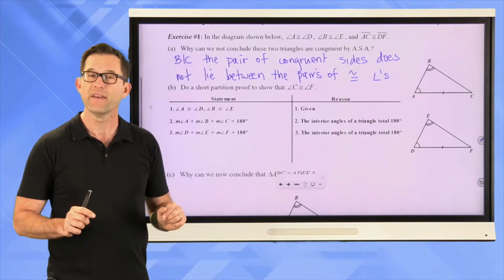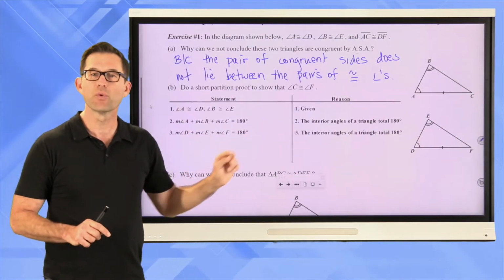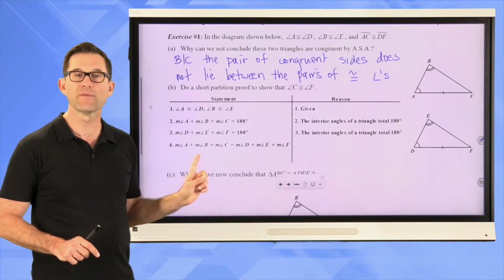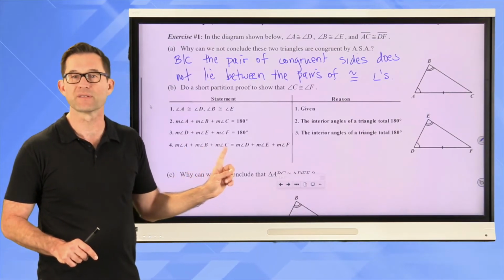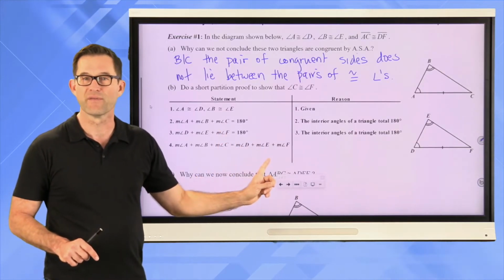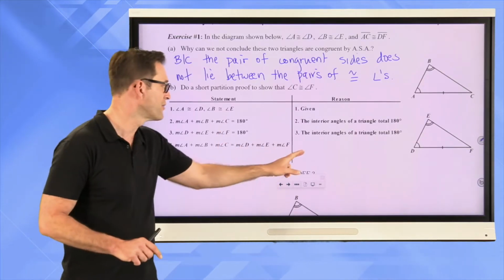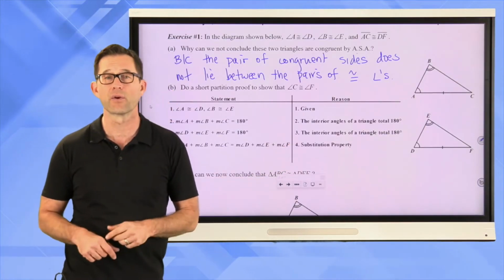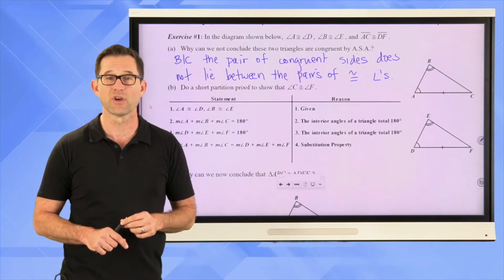All right. Now, since both of these are equal to 180, it's obvious now that we can say that the measure of angle A plus the measure of angle B plus the measure of angle C is equal to the measure of angle D plus the measure of angle E plus the measure of angle F, right? And that's just the substitution property. If they're both equal to 180 degrees, then they must be equal to each other.